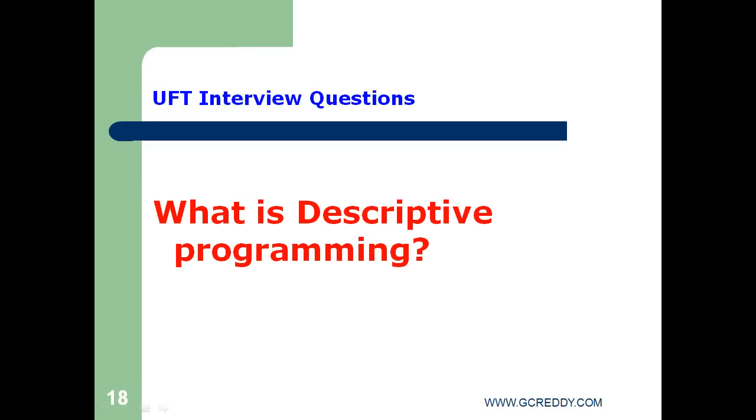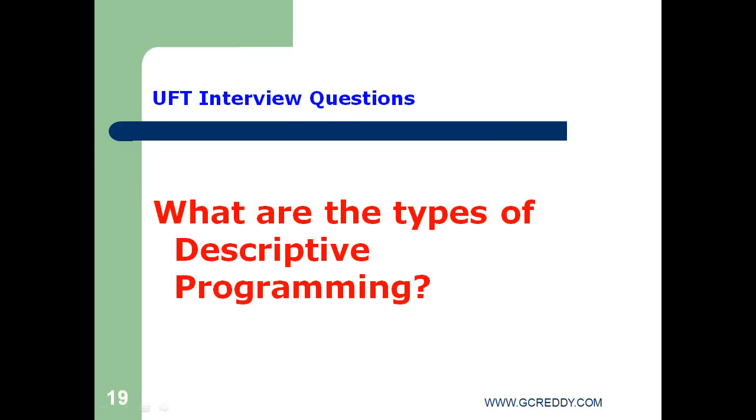Next, what is descriptive programming? Entering or providing objects information directly into statements or steps is called descriptive programming, or programmatic descriptions. What are the types of descriptive programming? In UFT descriptive programming, there are two types: one is static programming, another is dynamic programming.